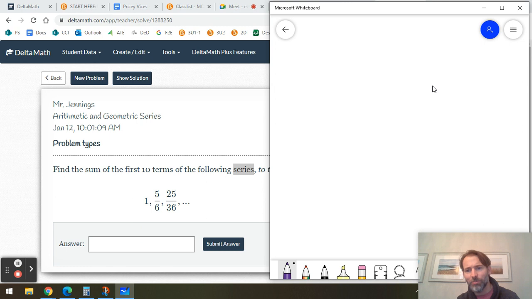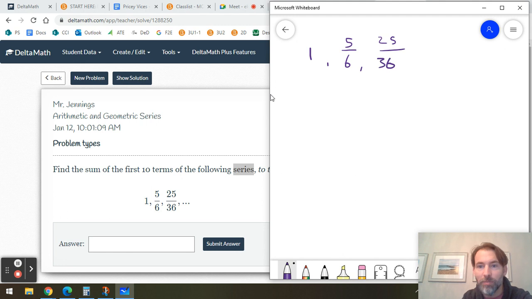I expect that this is going to be something like, I don't know, around 4. I think it's going to add up to maybe between 3 and 4, maybe less, maybe closer to 3. So here we go. We have 1, 5 over 6, 25 over 36, sorry. And then we know that our A is equal to 1. That's this number. And then our R is equal to 5 over 6.